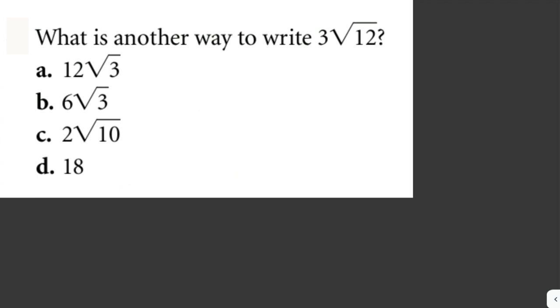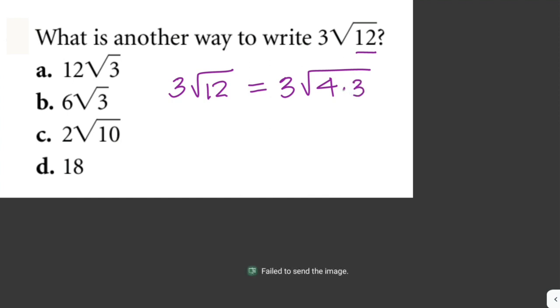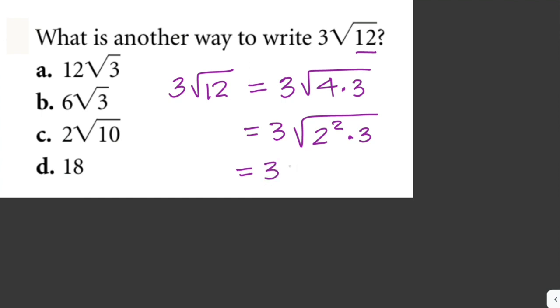What is another way to write 3 square root of 12? Okay, 12 here can be written as 4 times 3. So 3 square root of 12 is just equal to 3 square root of 4 times 3. And 4 is a perfect square and can be written as 2 squared times 3. And we can write this as 3 square root of 2 squared times square root of 3.